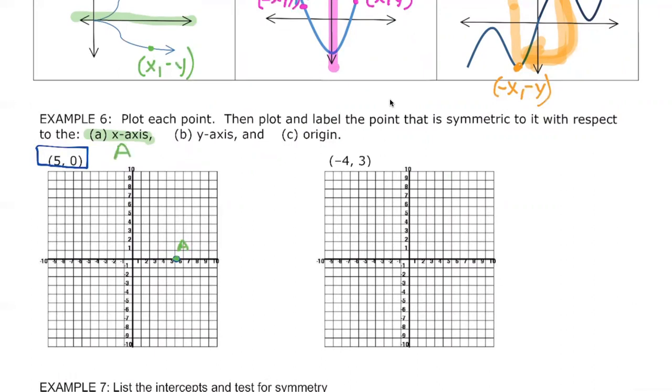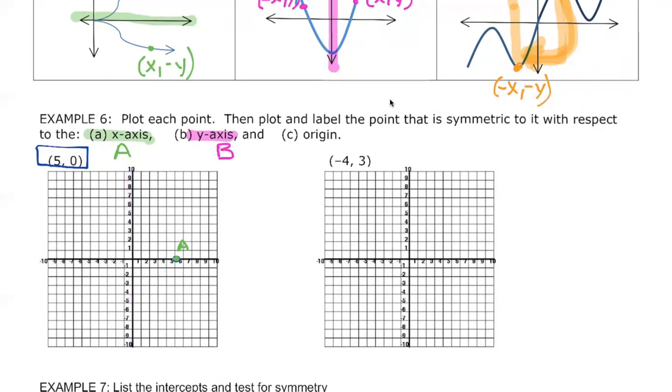Now we're going to reflect it over the y-axis. So my y-axis here, which I'm going to call this point B, I'm going to reflect over the y-axis. The y-axis is going up and down, so I need to reflect it to the other side. Notice that it's 5 spots to the right, so I'm going to count 5 spots to the left.